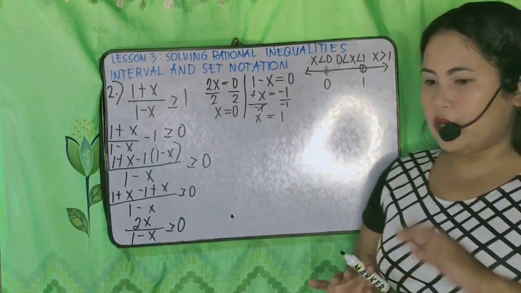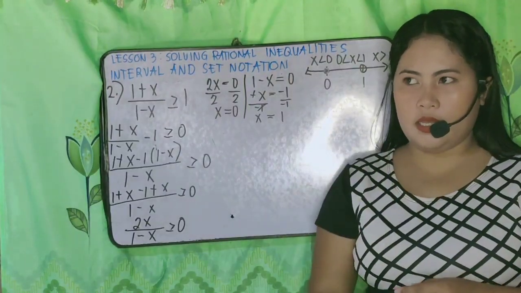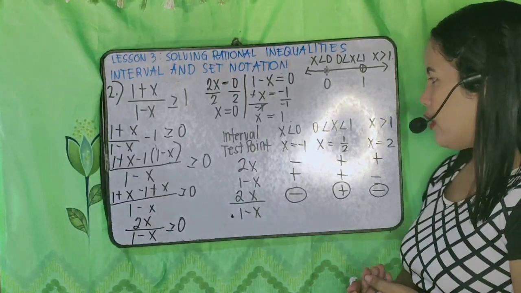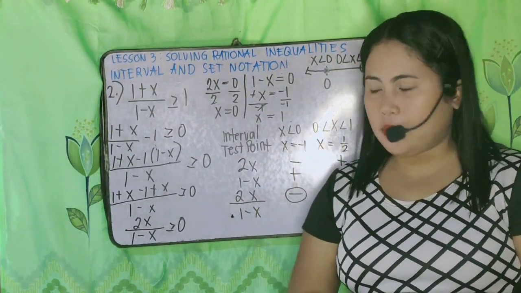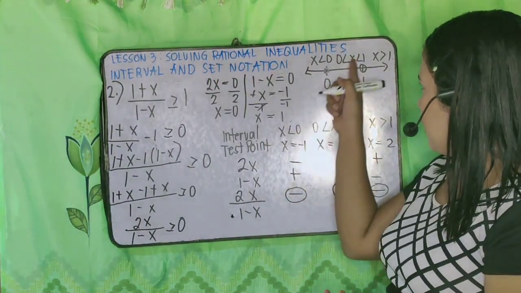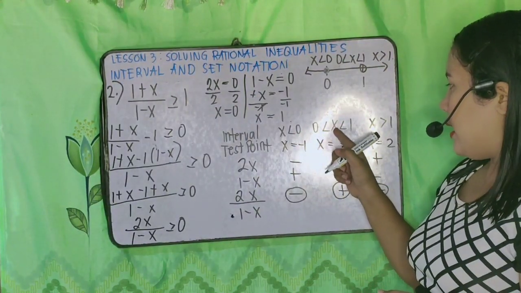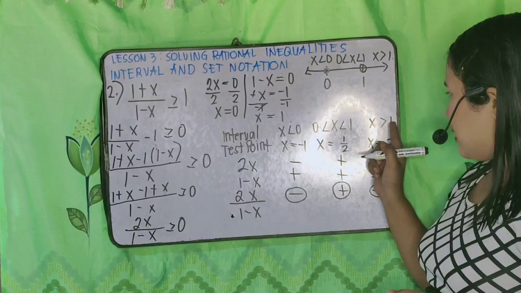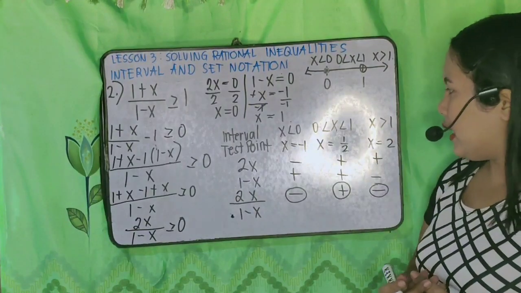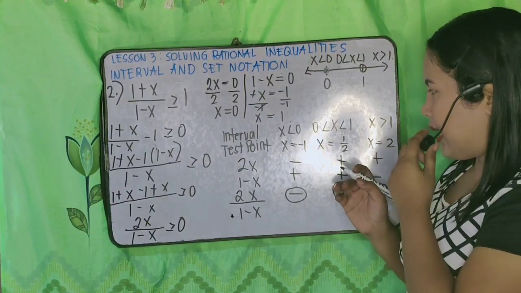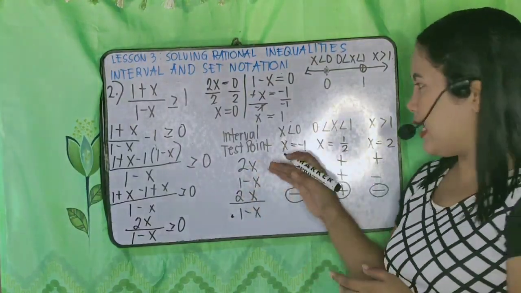So, next, step number 4, make a sign table. Okay, so for our step number 4, we're going to make a sign table. So, interval natin, ito po siya sa taas. X is less than 0, 0 is less than 2x, but x is less than 1, then x is greater than 1. And then, for our test points, so gaya po na sinabi ko kanina sa first example natin, hahanapin lang po natin yung mga pinakamalapit sa given interval.